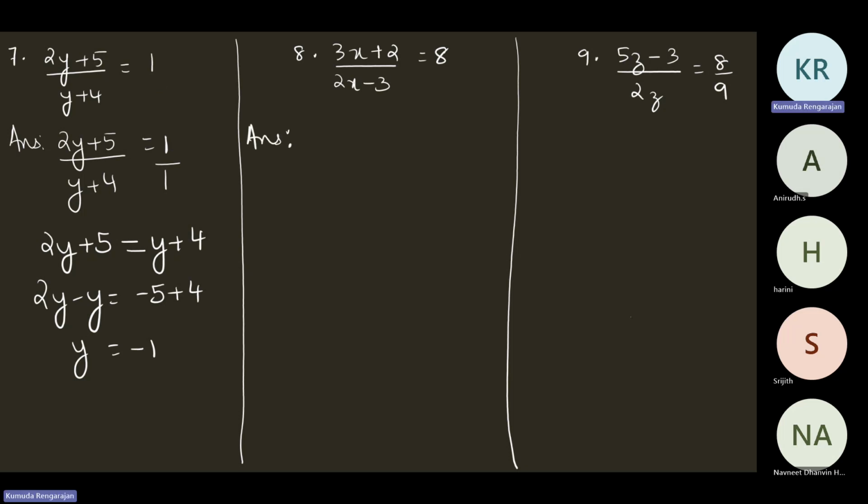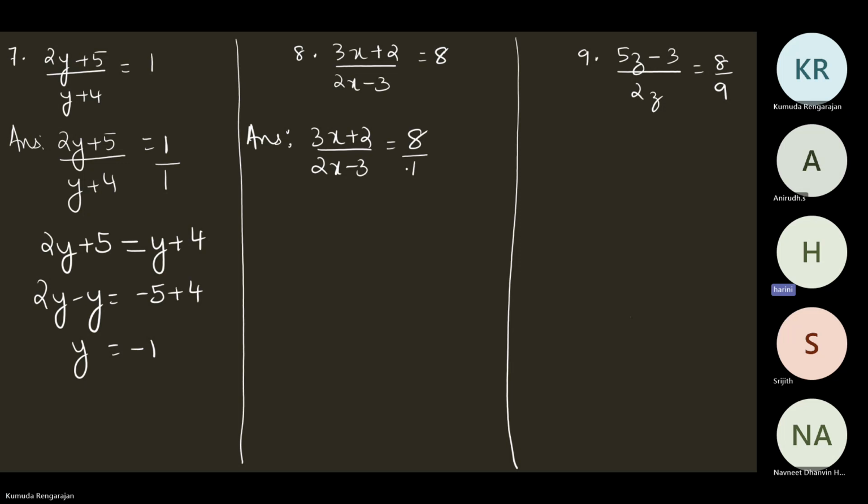Yeah, Srijit, can you tell me this one? Srijit. Harini? Ma'am, below 8 we should put 1, ma'am. 8 by 1, ma'am. Very good.